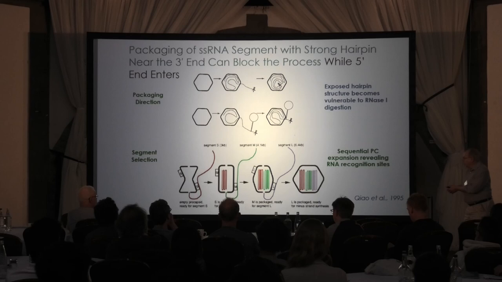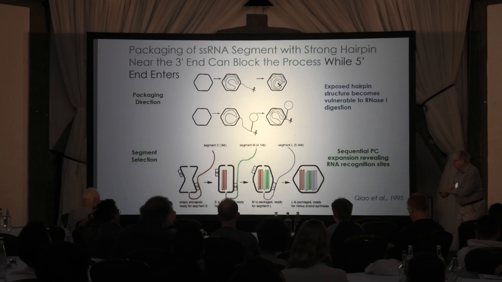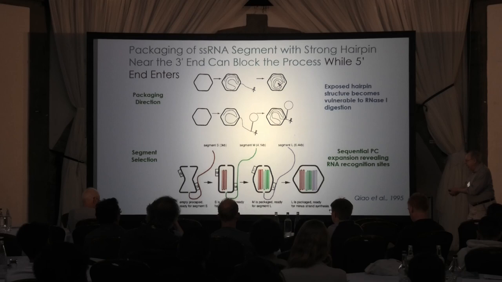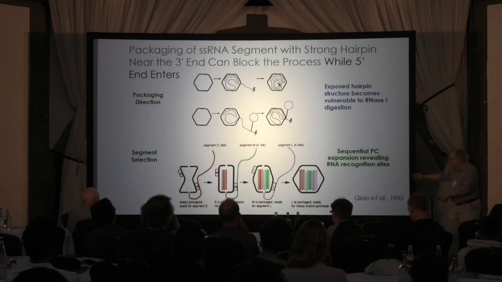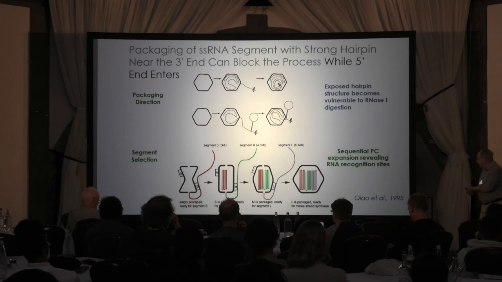And then the question was, how does selection take place? Selection takes place as one goes in, and you have the sequential expansion of the capsid. You reveal first the S segment binding site. It expands, M is revealed. It expands, L is revealed, and then it completely expands. And one neat trick was to link everything together into a massive chromatin, and the whole thing went together and expanded from unexpanded to expanded in one shot. So this was an example of the sequential expansion and the RNA recognition sites in 1995.